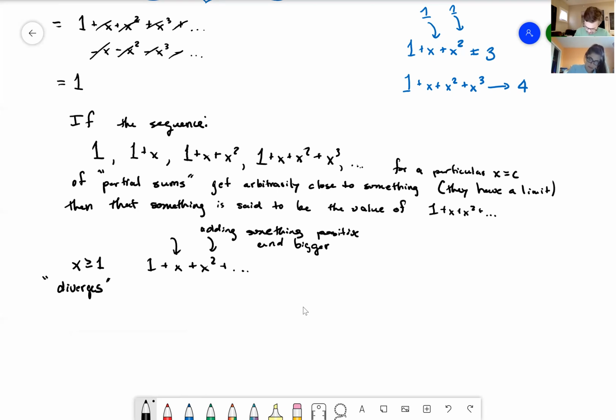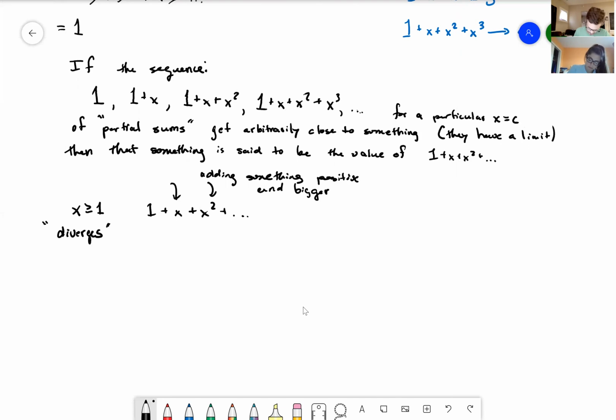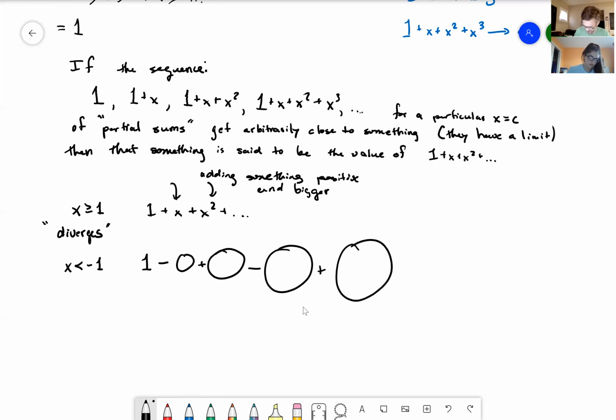Now, if x is less than -1, then what do we have? We have 1, and then we subtract something, and then we add something even bigger, and then we subtract something even bigger. I've given up on writing in mathematical notation. This is an illustration. We're doing this roughly because you've seen the proofs before. But it's kind of obvious that it's just going to keep bouncing back and forth between bigger and bigger positive and negative values. And so it's never going to settle down. This diverges as well.